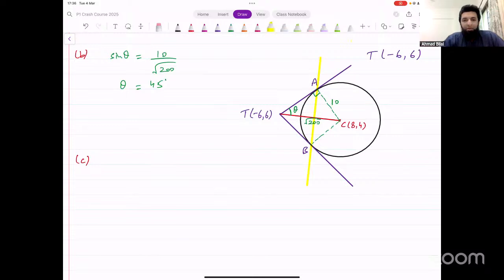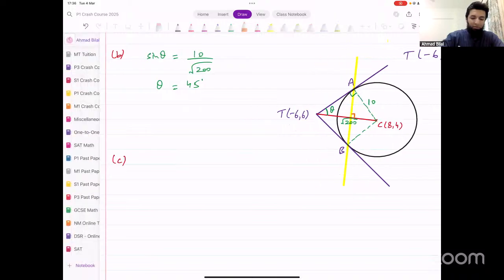Any idea about this? It's a straight line. For a straight line, we need two things. We need the gradient, and the other thing, we need a point. Gradient we can find easily. Why? Because we know it's a kite, right? It's a kite, and we know that the diagonals of a kite are always perpendicular to each other. So we are going to have a 90 degrees angle here. We're going to have a right angle here, right?